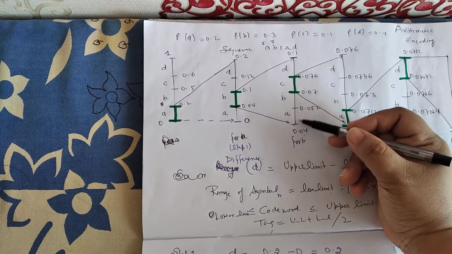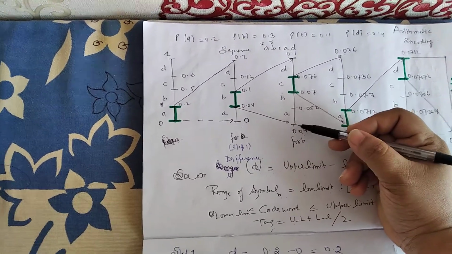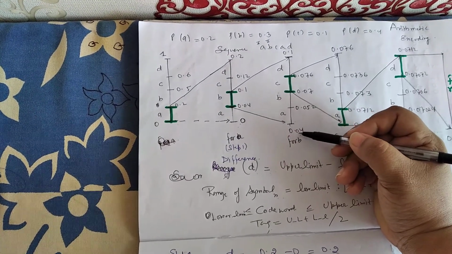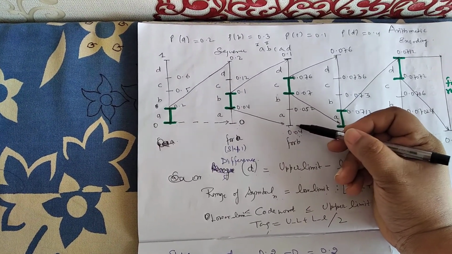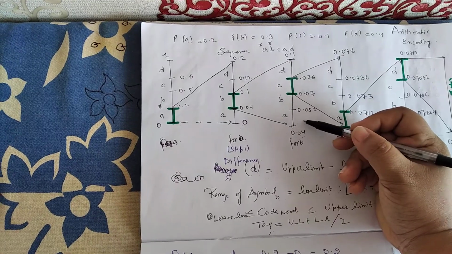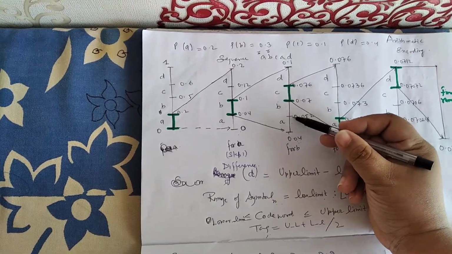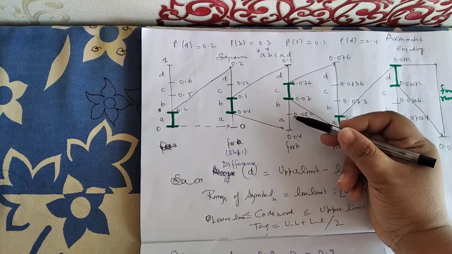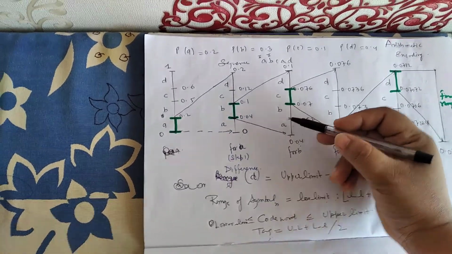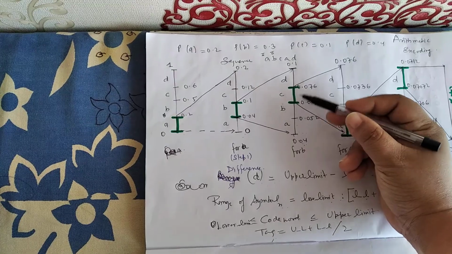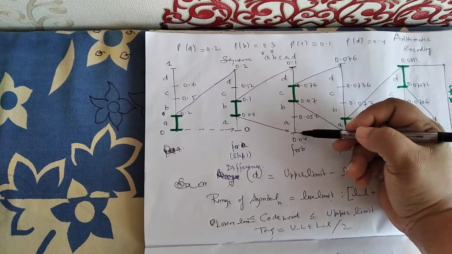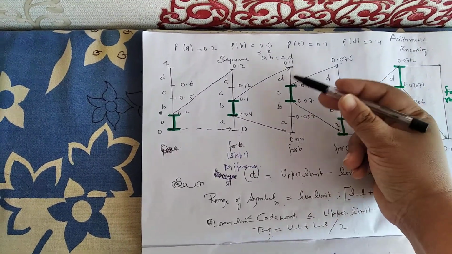I am just explaining the range of A. So again the lower limit is 0.04. 0.04 colon, within brackets, 0.04 plus D into the probability of A, which is 0.2. So this way you will get the range of A. Then in a similar way you will get the range of B, then C, and then D. So using the same formula, you will get the range.